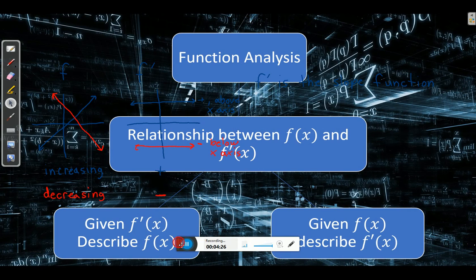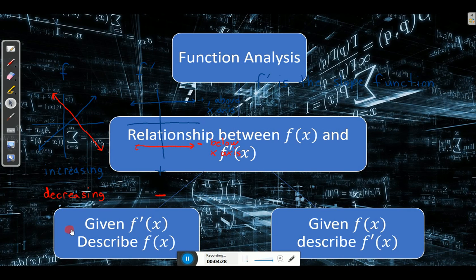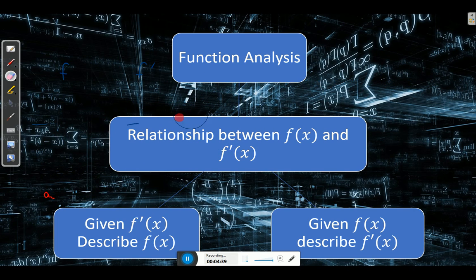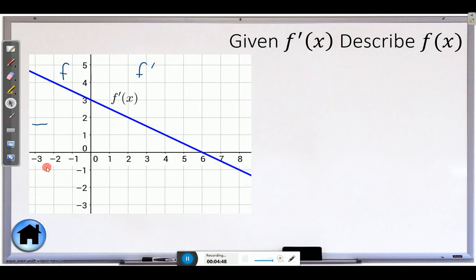Now we want to use that relationship. If we are given the derivative, can we describe the original function? And then we're going to do that backwards. If you're given the function, can you describe the derivative? So let's start with, given the derivative, can we find or describe the original function?